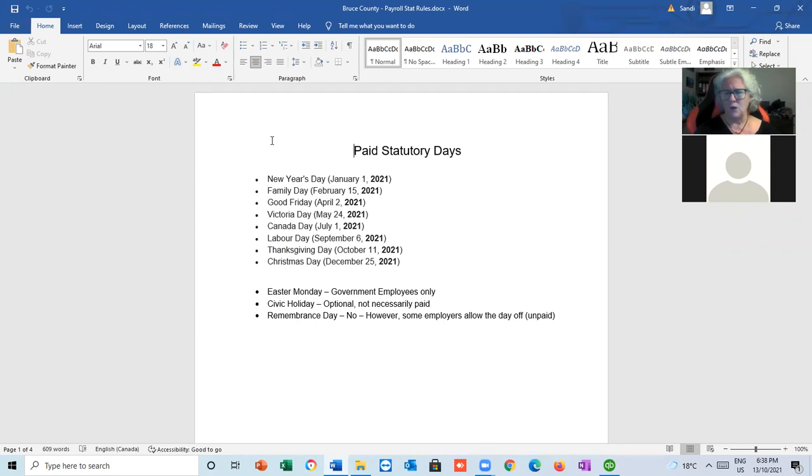And there's an August civic holiday, which is not necessarily a stat holiday where you have to pay extra. That's for the goodness of your heart, whether you want to pay that as a stat holiday or not. But these are all stat holidays that if somebody worked it, they get paid extra for working it. We do have Easter Monday, which is for government employees only. We have the civic holiday, which again is optional. And Remembrance Day is not a stat day, however, some employers will allow the day off.